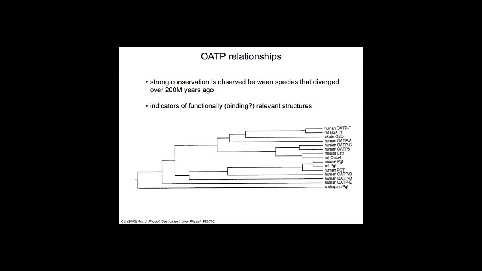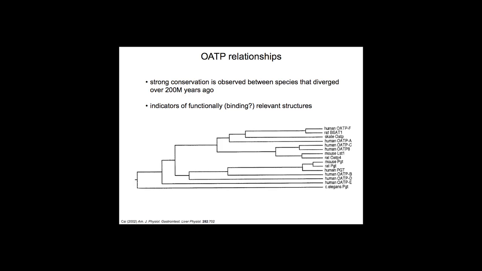One thing that we can say when we look at these sequence relationships is that we might take sequence identity or sequence relationships to indicate some conservation of functionally relevant structures, perhaps binding structures. So this is maybe part of the justification for doing the following, which is building structural models of organic ion transporters and other transporter molecules just based on perceived similarity to other better understood transmembrane proteins.